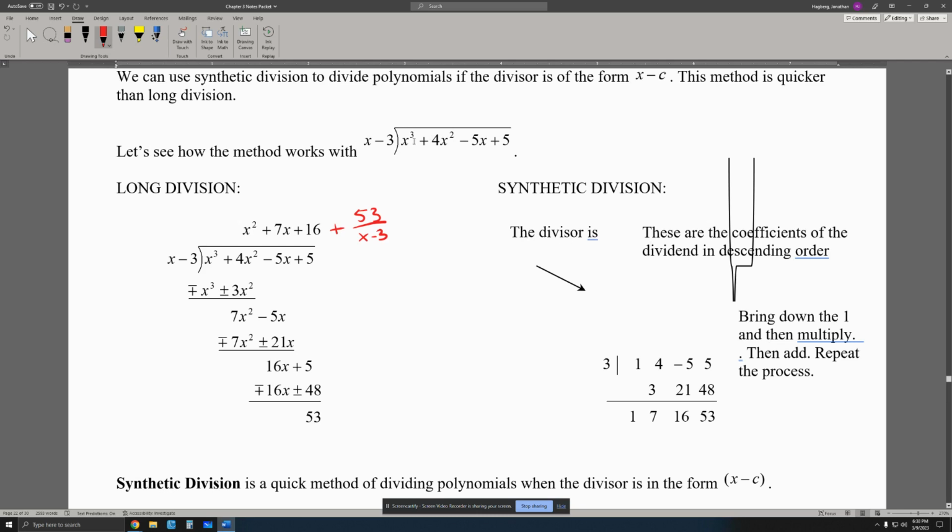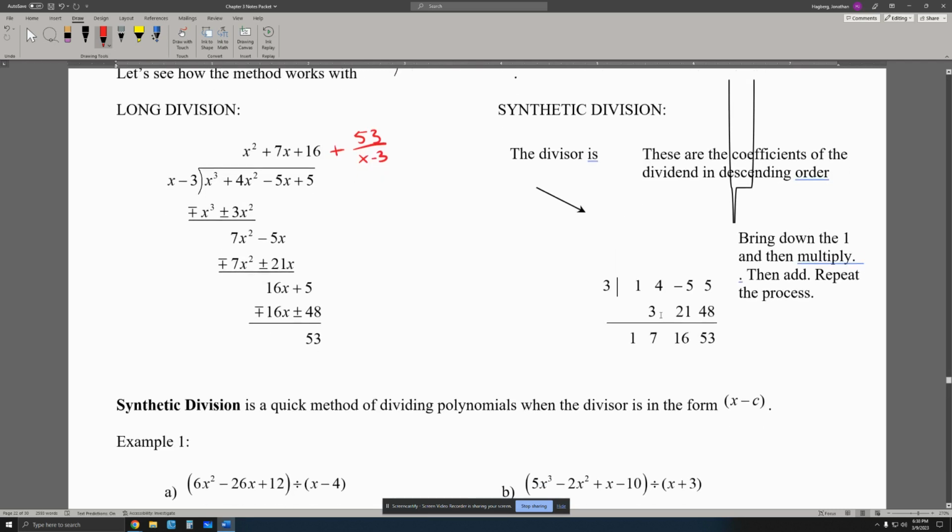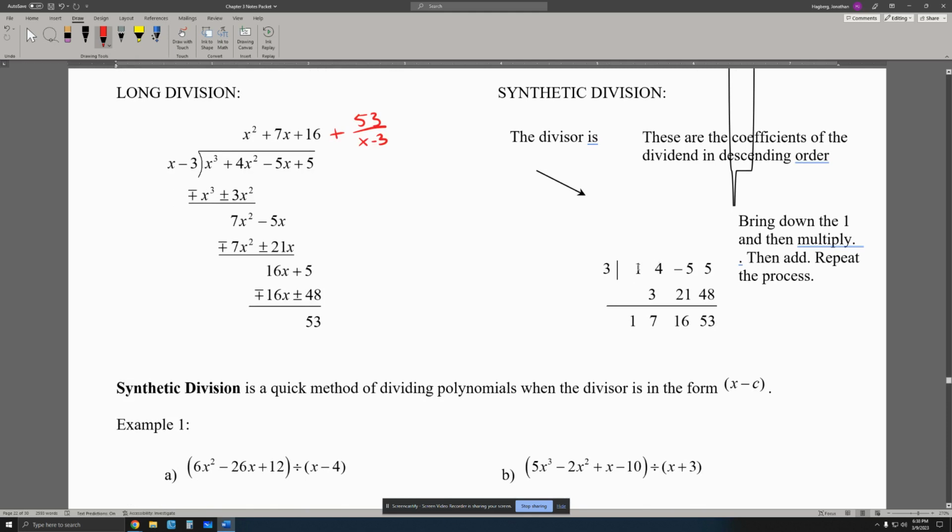I see we have our cubic, quadratic, linear, and constant terms here, but if any of those were missing, if we had maybe a 0x for the linear term, we do have to include that coefficient as a 0 in our synthetic division. So when using synthetic division, we start by bringing down the 1, that first coefficient, and then we multiply 3 by 1, and whatever that product is gets put in the next place here. And then we add straight down. So 4 plus 3 is 7. We multiply again. 3 times 7 is 21, and then we add straight down, 16. Multiply again, 48, and then we add straight down, 53.